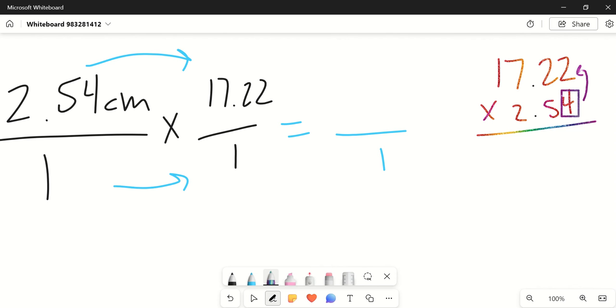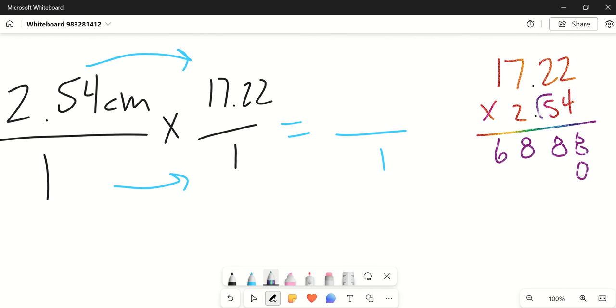4 times 2 being 8. 4 times the other 2 also being 8. 4 times 7 being 28, carry the 2. And 4 times 1 will be 4, plus the 2 will be 6. I'll erase all of this. I will put a placeholder 0.